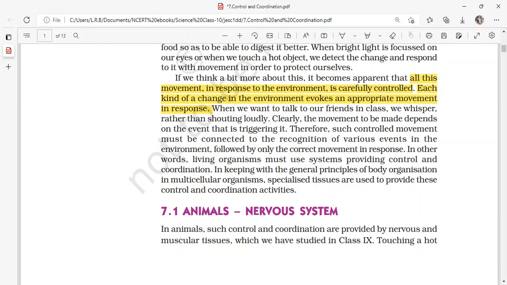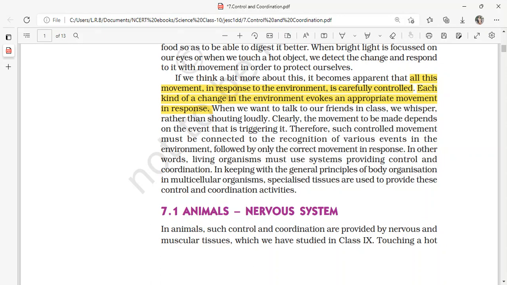When we want to talk to our friends in class, we whisper rather than shouting loudly, isn't it? So what happens when you shout loudly in the class? Clearly, the movement to be made depends on the event that is triggering it. So why we need to move or why we need to act is based upon the cause for that action.